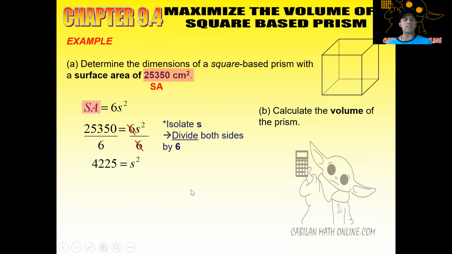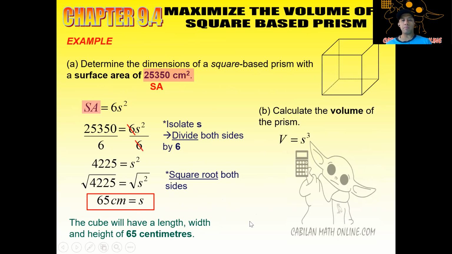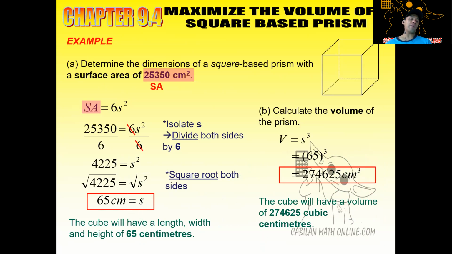Now, in this step, we take the square root of both sides, and we discover that the measurement for this square-based prism is going to be 65 centimeters each. Now, we're going to take this s and figure out what the volume is for this square-based prism. All we need to do is take 65 and cube it. When you do that, that's going to give me 274,625 cubic centimeters.